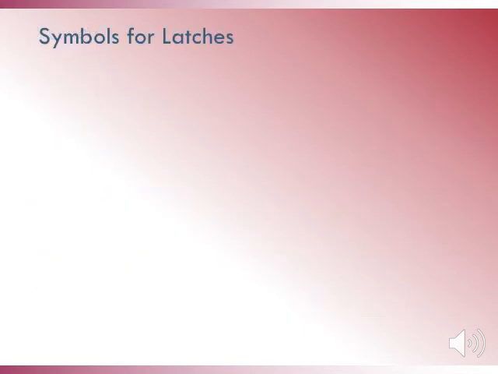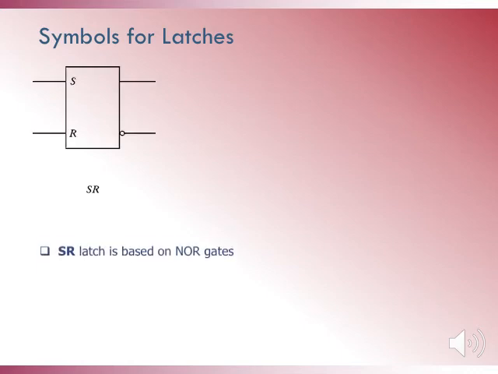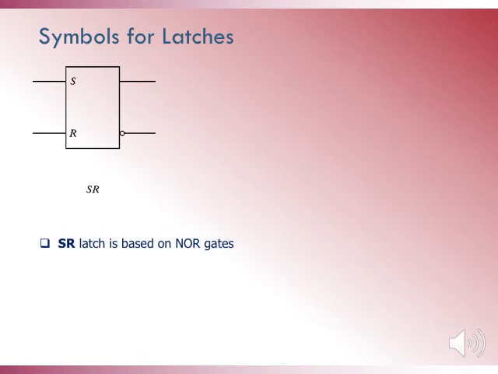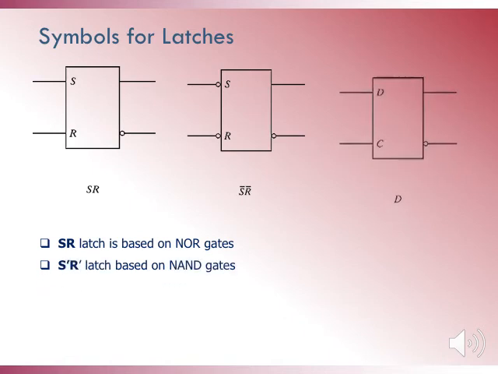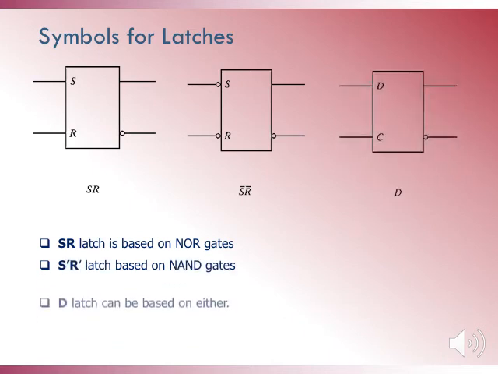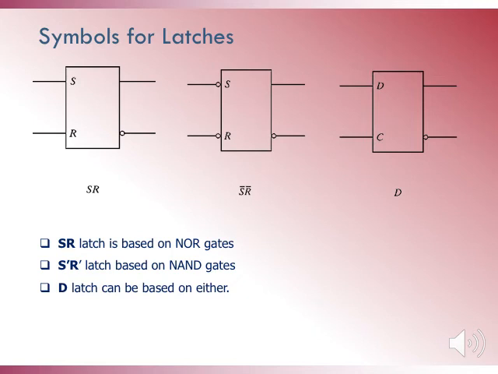Let us summarize the symbols for the latches that we have seen earlier. The first symbol is that for the standard SR latch, which is based on NOR gates. The next one is the S-bar R-bar latch, which is based on NAND gates. And the third one is the D latch, which can be based on either NAND gates or NOR gates. These D latches are sometimes also referred to as transparent latches.